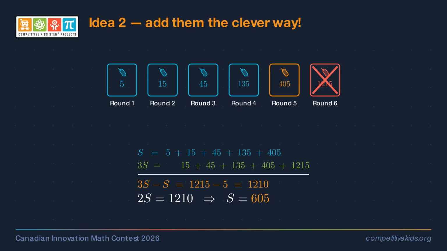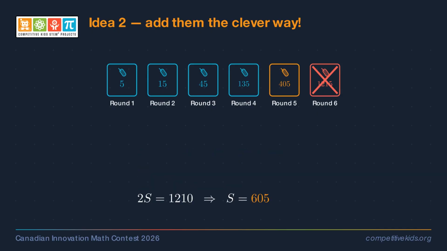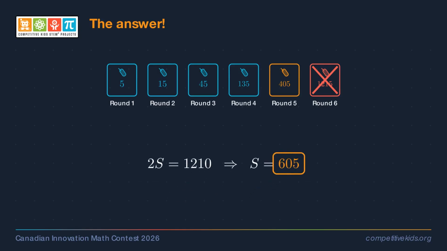We're left with 3S minus S equals 1,215 minus 5. That's 2S equals 1,210, so S equals 605. 605 new volunteers join the support line in all. The phone tree, 5 rounds long, recruits 605 people.